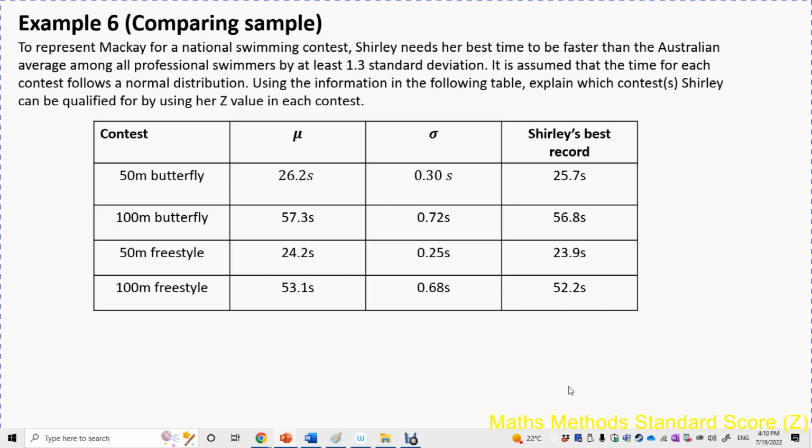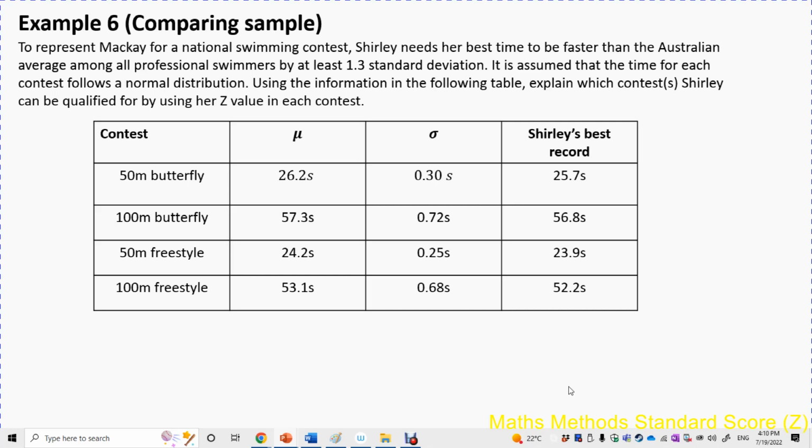And we know the swimming team in Australia is world class, so you need to be really, really good, at least 1.3 standard deviations faster. But about being faster, you need to be a little bit careful. In terms of time, being faster actually means your time should be shorter, right? So her standard score, yes, it's 1.3, but it should be negative 1.3.